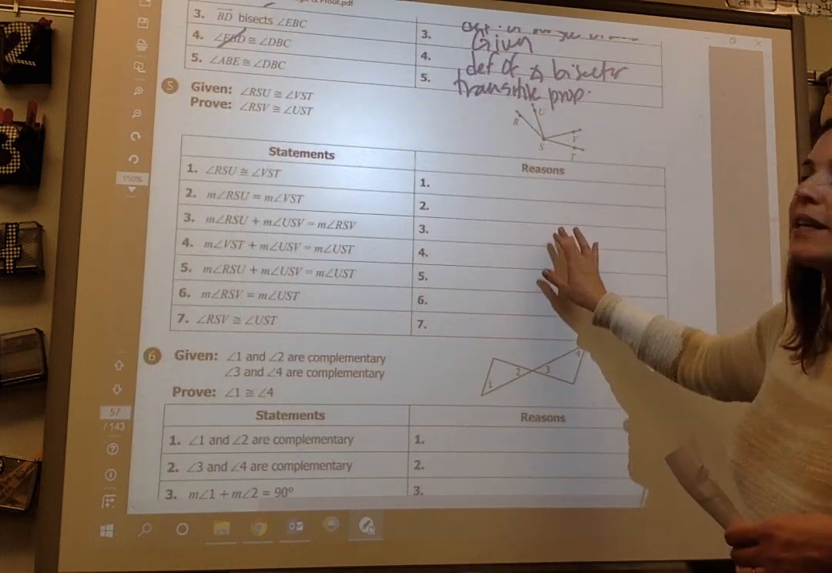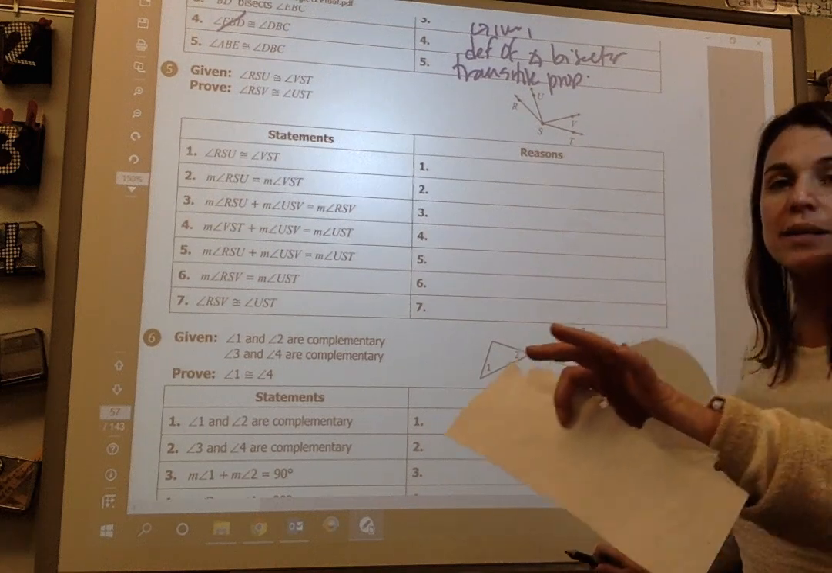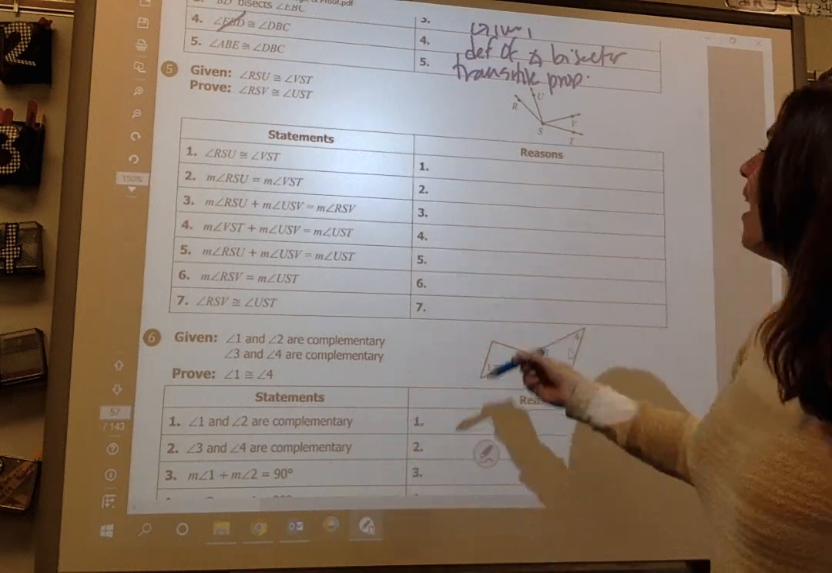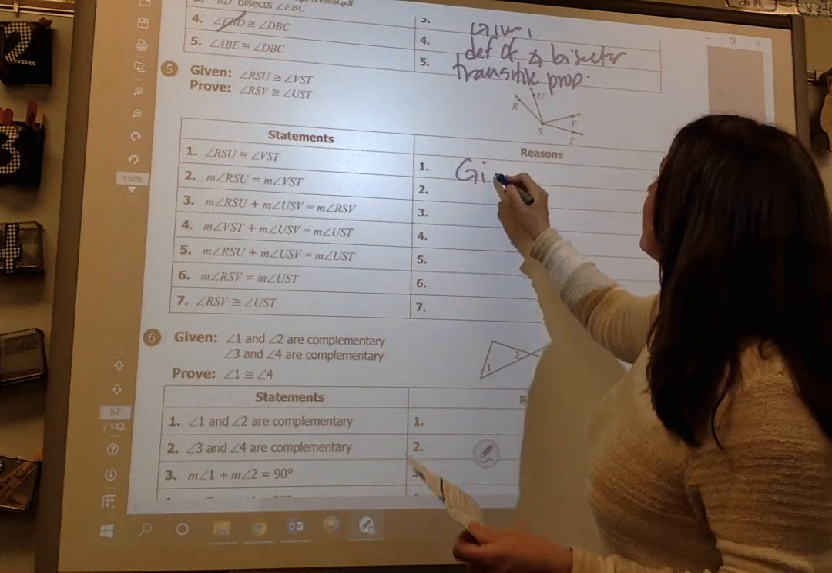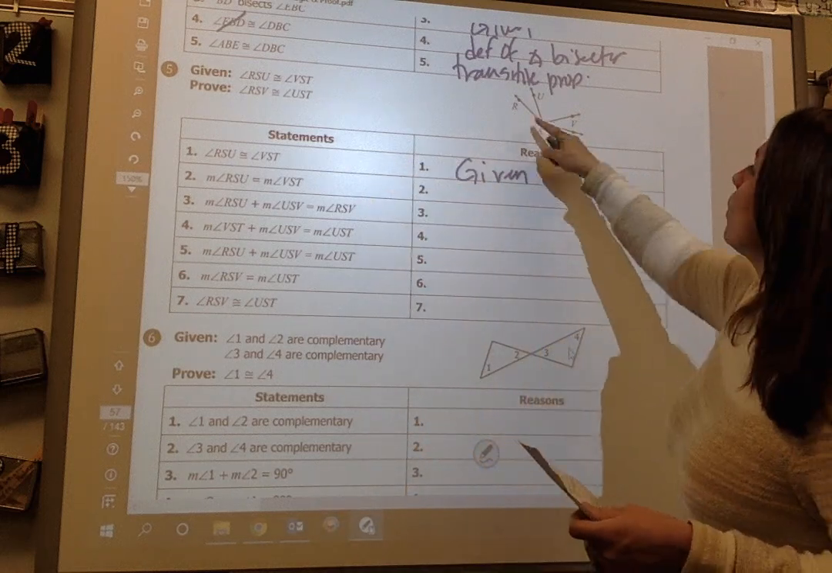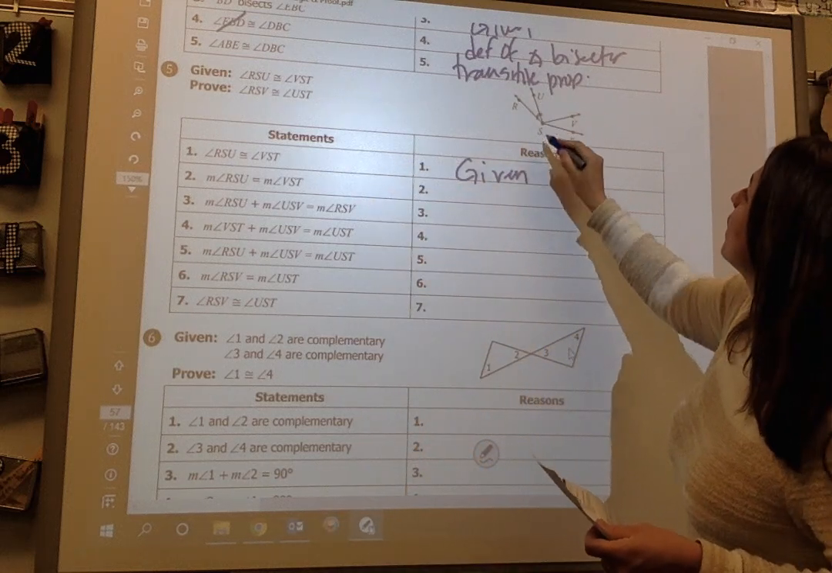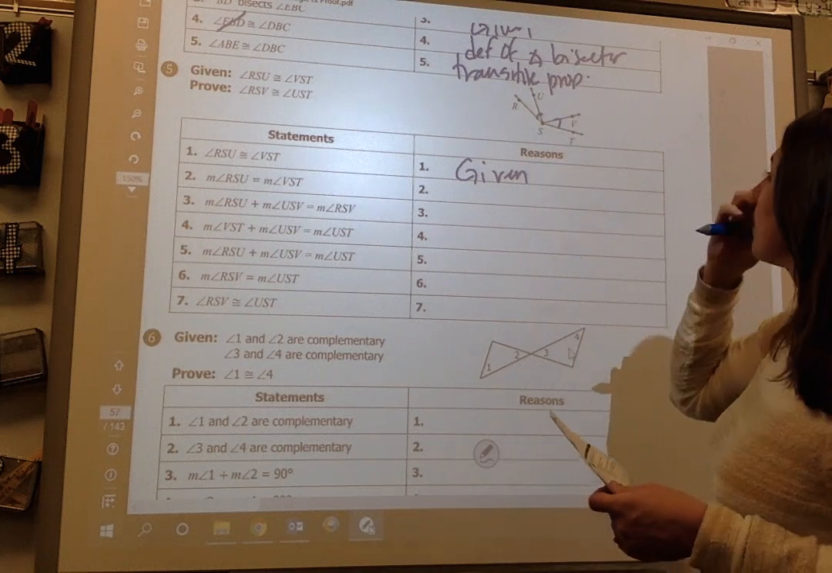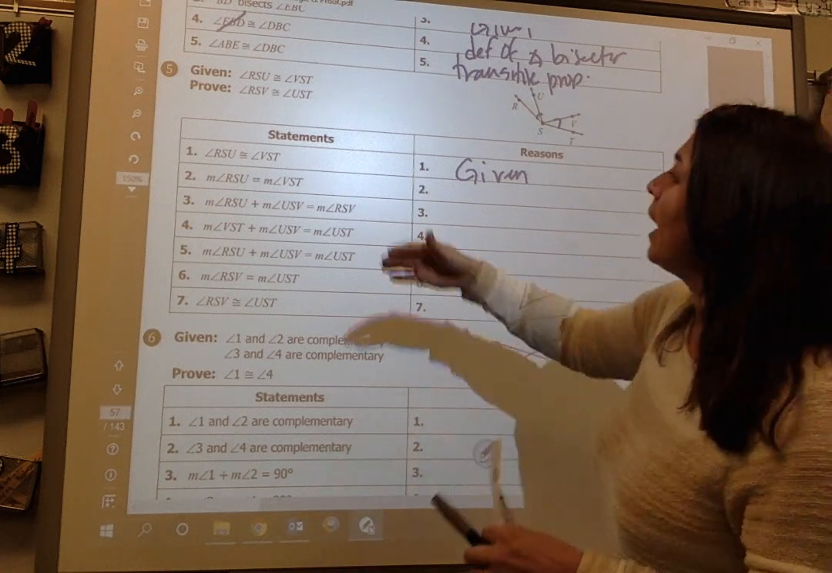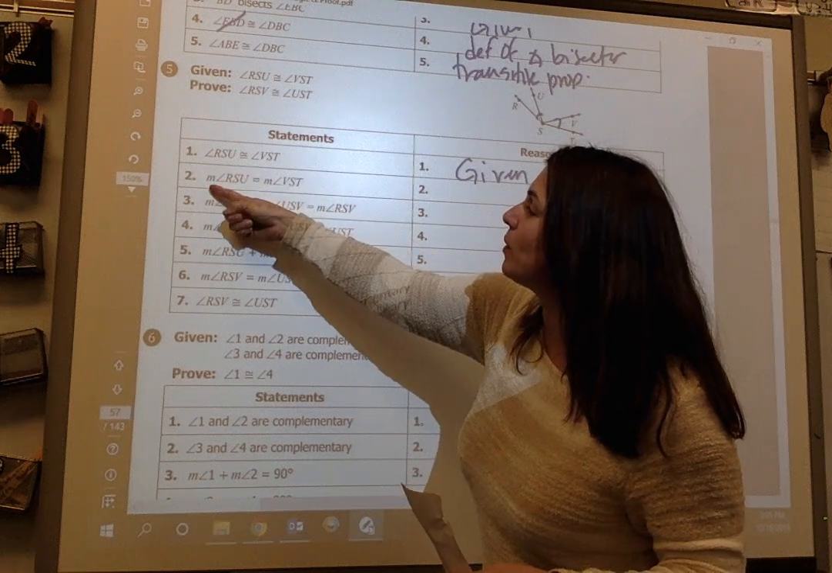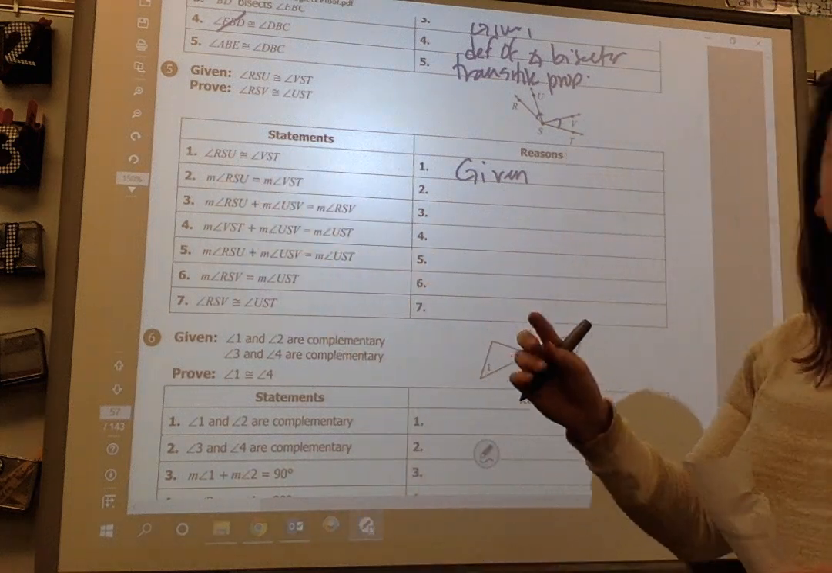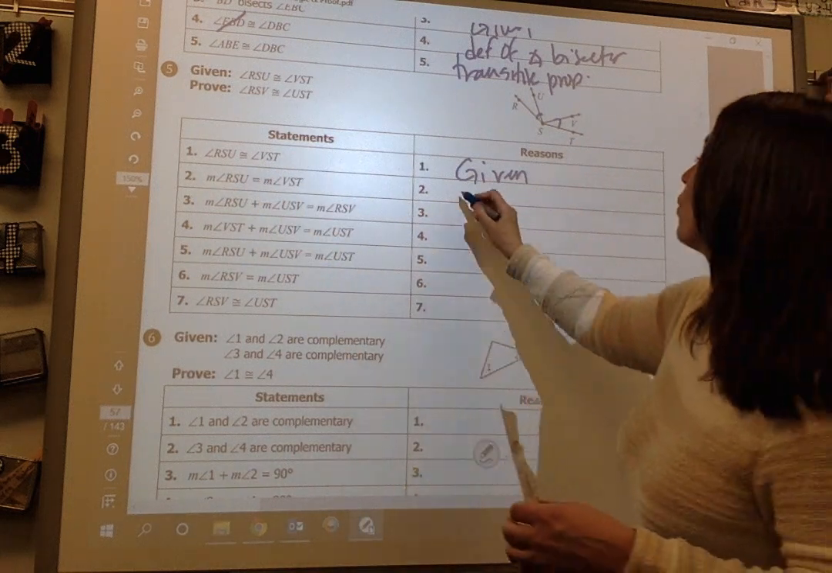All right, number 5, let's take a look. Pause it, come back. All right, number 5, 1 is given statement. So RSU is congruent to VST. Remember, I'm making those markings in there. And now all I've done is I've put the measurement in and taken off that congruency. So that's where I'm saying the definition of congruence.